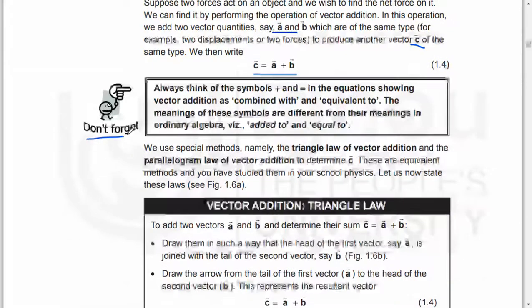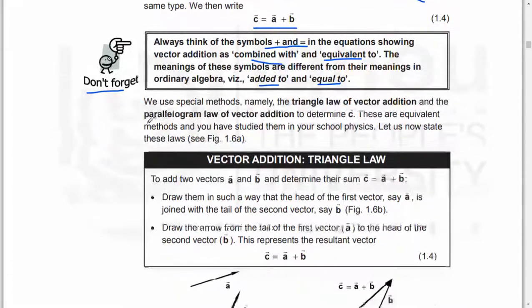Don't forget, always think of the symbol plus and equal to in the equation showing vector addition as combined with and equivalent to. The meanings of these symbols are different from their meanings in ordinary algebra, added to and equal to. We use special methods, namely the triangle law of vector addition and the parallelogram law of vector addition, to determine C vector. These are equivalent methods and you have studied them in your school physics. Let us now state these laws.